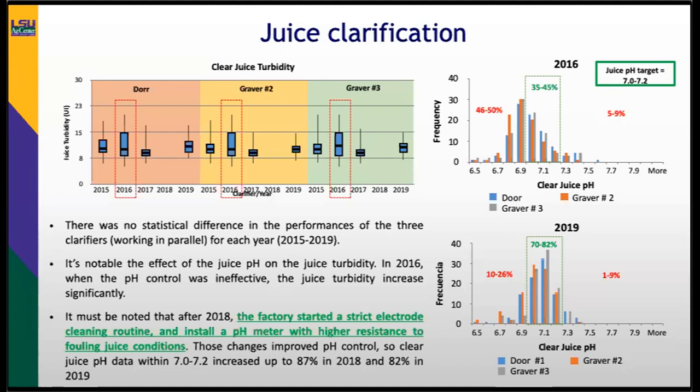So why did this pH control improve? Because the factory started a strict electrode cleaning routine, and they also installed a pH meter with higher resistance to fouling juice conditions. With this improvement in the control of the juice pH, they also improved the turbidity of the clear juice. If you see the box plot, you can see that during 2019, the box plot is smaller than in the other years. So an improvement in the pH control improved the clear juice turbidity also.